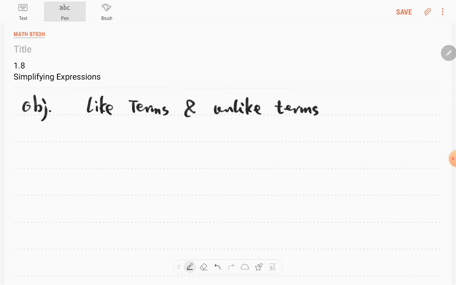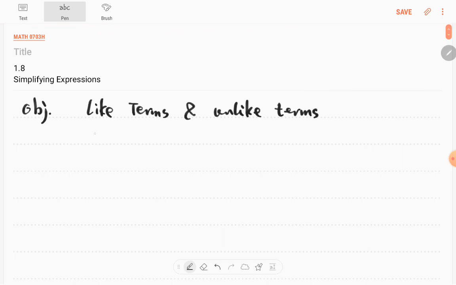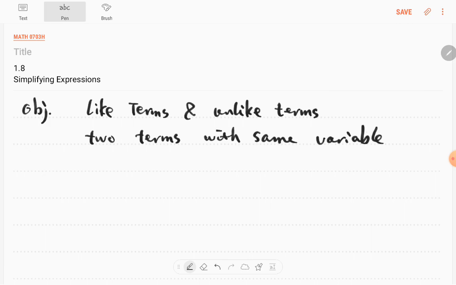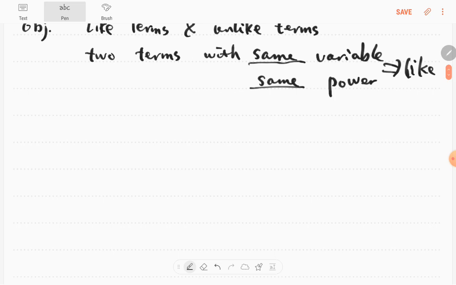So first, let's check what is like terms. So basically, we can say if they have the same letter, same power, we will say they are like terms. Two terms with same variable and same power or exponent, then we call it like term. Otherwise, they are unlike terms. Okay, let's check some example.